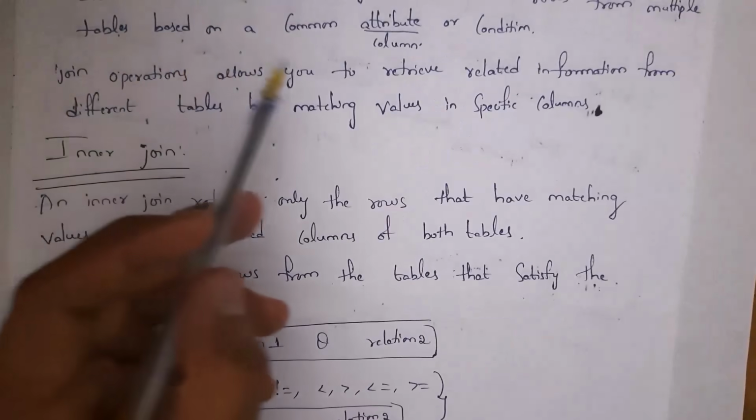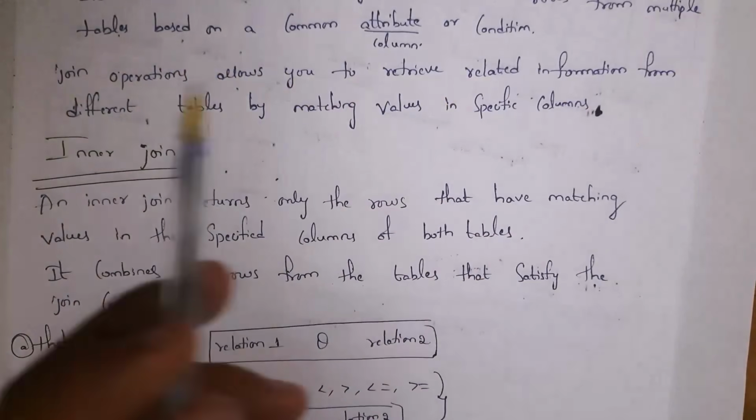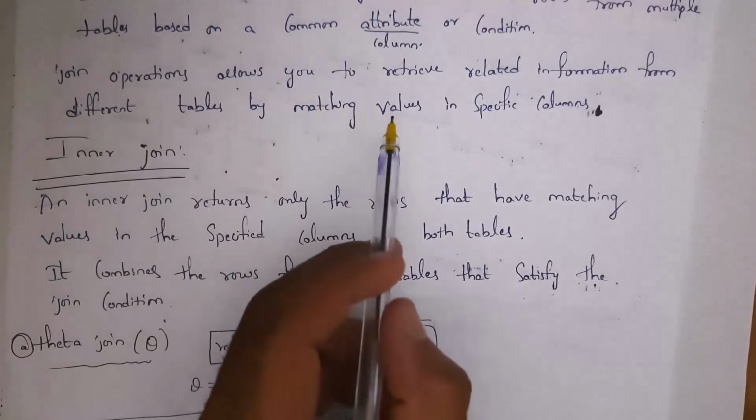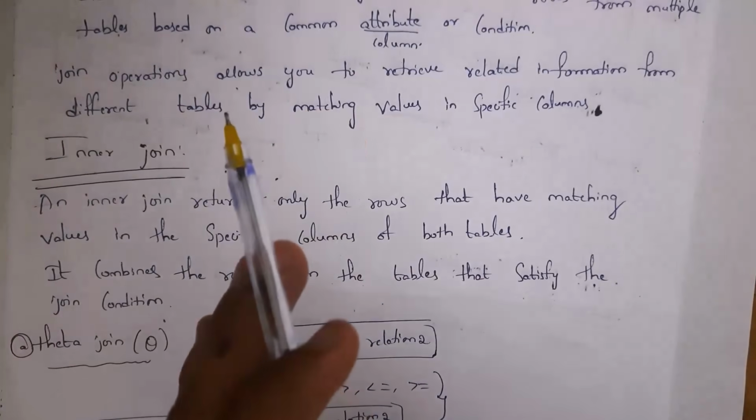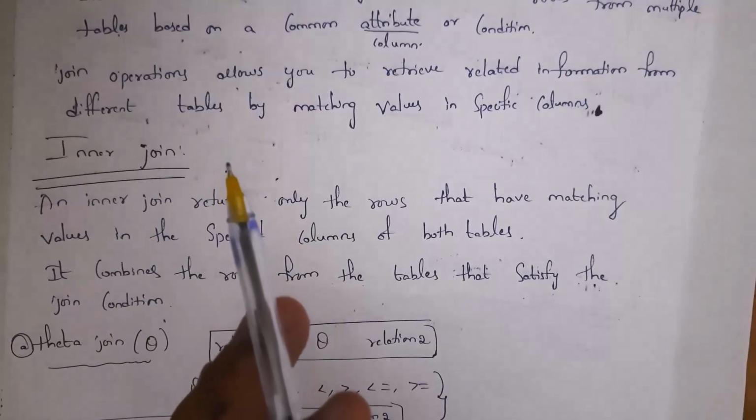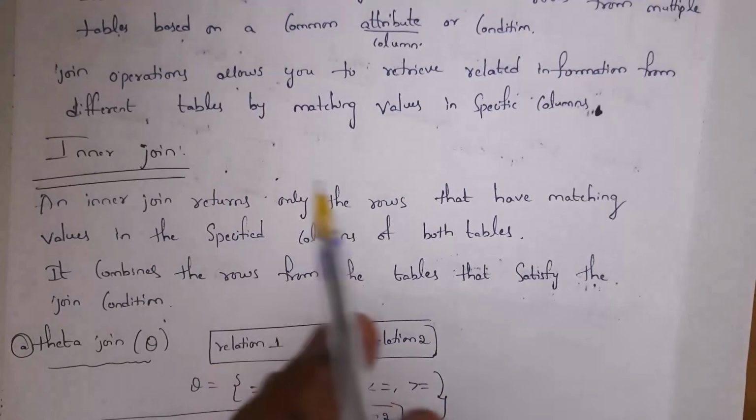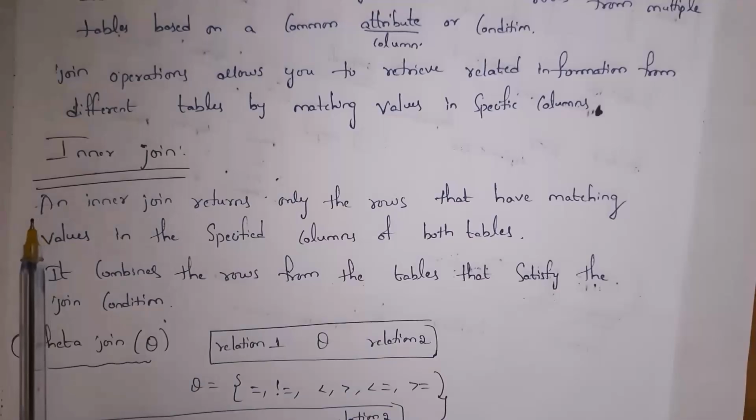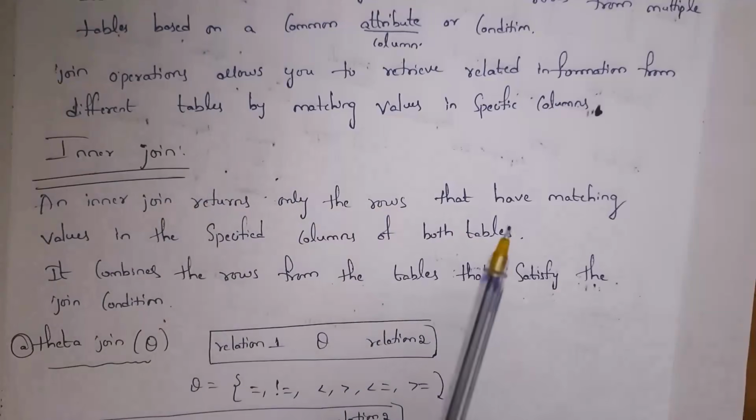Join operations allow you to retrieve related information from different tables by matching values in specific columns. Joins are classified into two types: inner joins and outer joins. At first I will explain what inner joins are. An inner join returns only the rows that have matching values in specific columns of both tables.